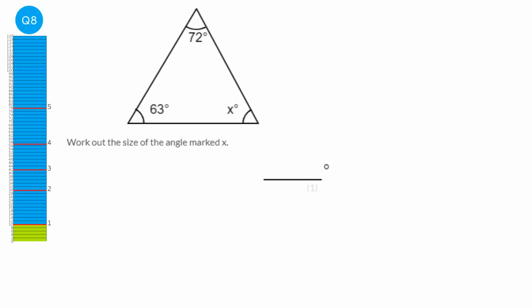The angles in the triangle add up to 180, so I'm going to take away the angles that we know, which is this 63 and this 72, from 180, and when I do that I get the answer of 45. So my answer is 45 degrees.